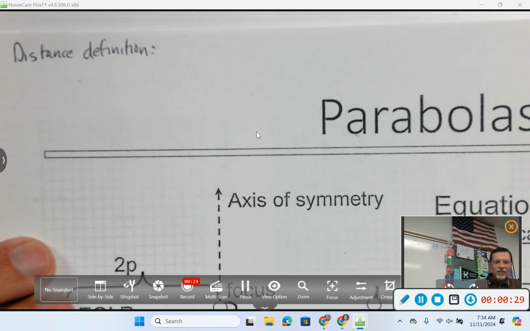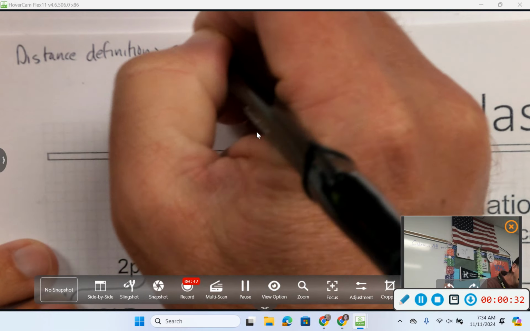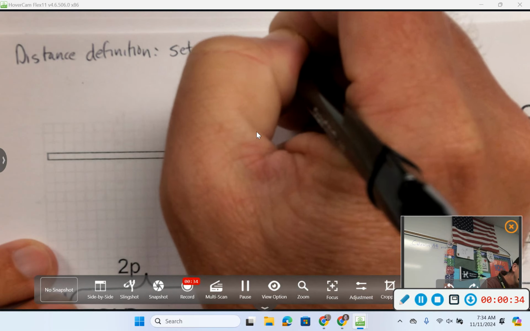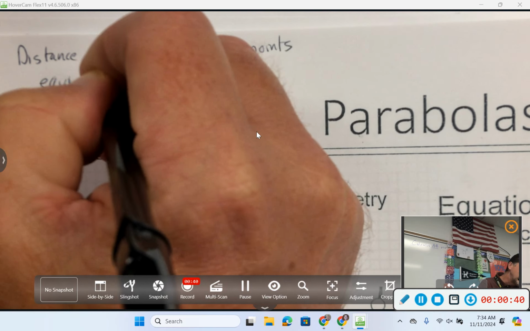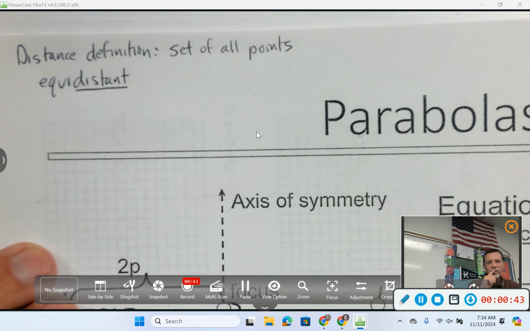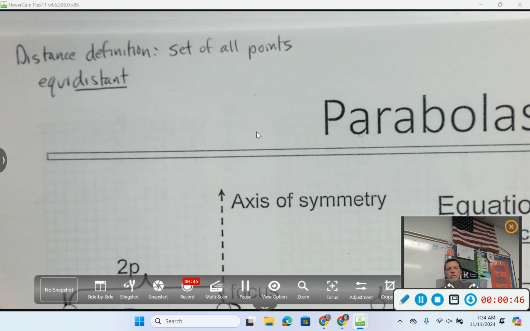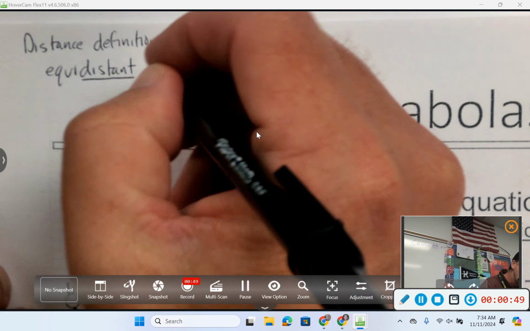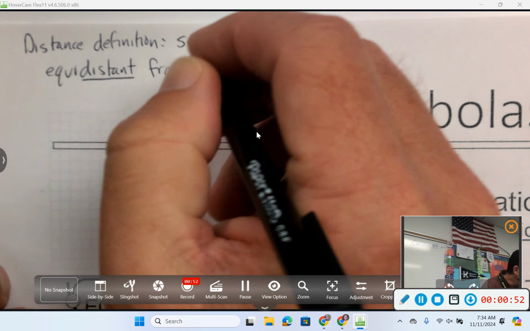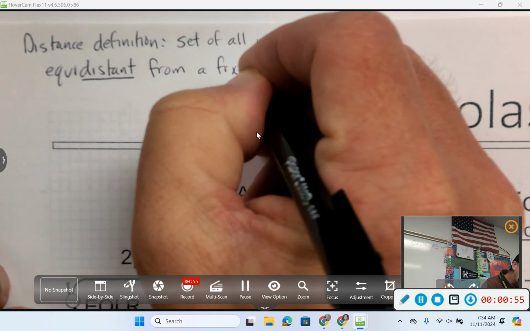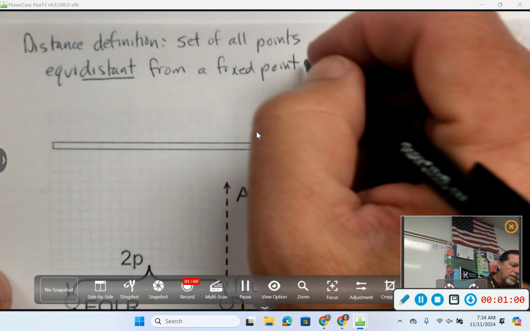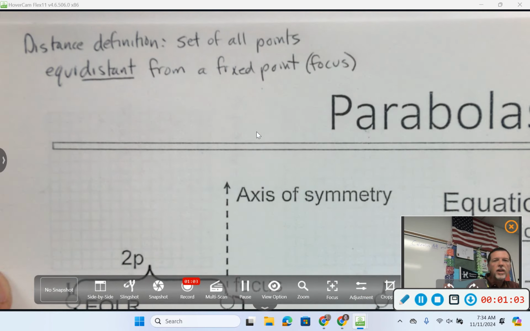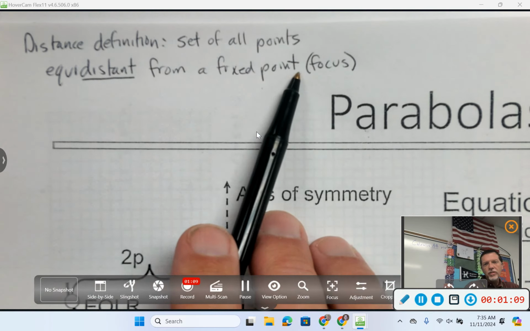Okay, the distance definition of a parabola is the set of all points equidistant. So there's our distance thing. Equi meaning equal, so equally distant from a fixed point, and that fixed point is called the focus. So one of the things it's equidistant from is a fixed point.